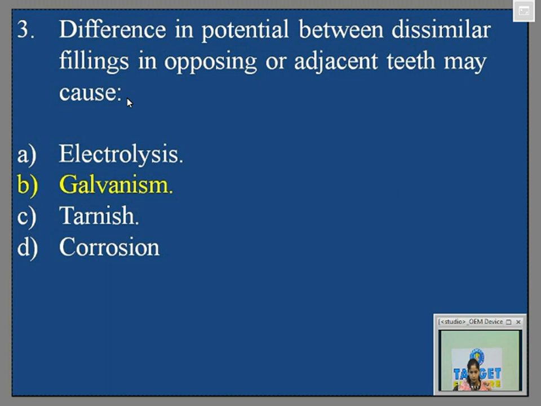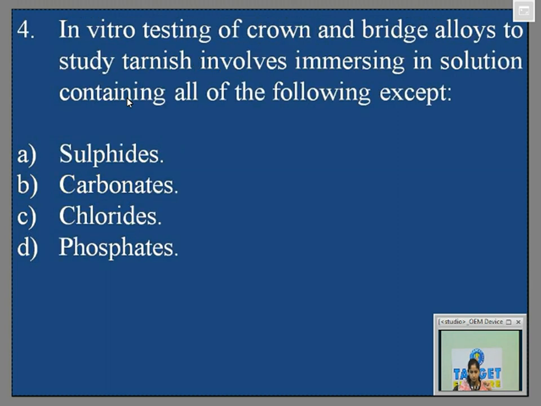Alright, so we go to the next question. In vitro testing of crown and bridge alloys to study tarnish involves immersing in solutions containing all of the following except. It's a very textual question. One of these is not used for experimentation with tarnish properties.